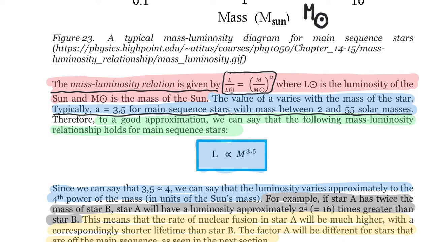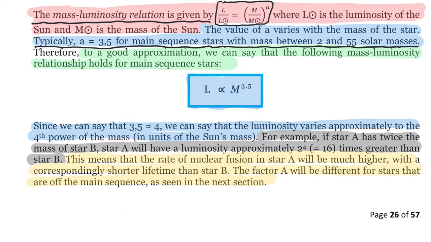So practically, what does that mean? Well, for example, to illustrate, if star A has twice the mass of star B, star A will have a luminosity approximately 2 to the power 4, in other words, 16 times greater luminosity than star B. So let's just state that again: if star A has twice the mass of star B, then star A's luminosity is going to be 2 to the power 4, which means it's going to be 16 times more luminous.